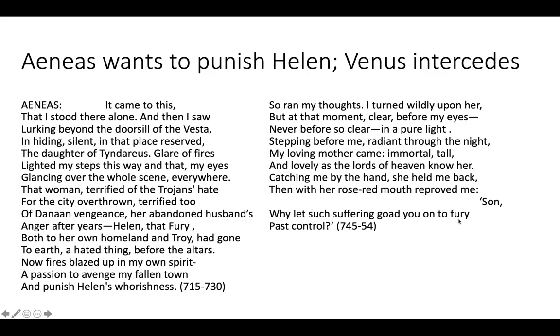So note the fury thing here too. She's like, don't repay fury with fury. You'll just add to the suffering. She stops him from killing Helen, and he doesn't kill her.